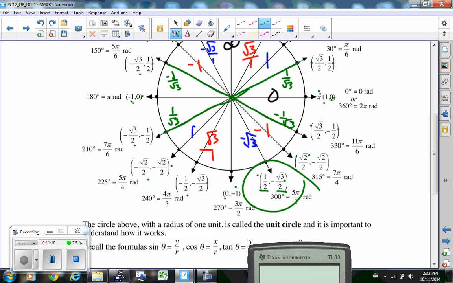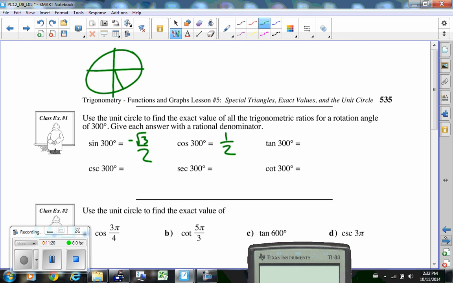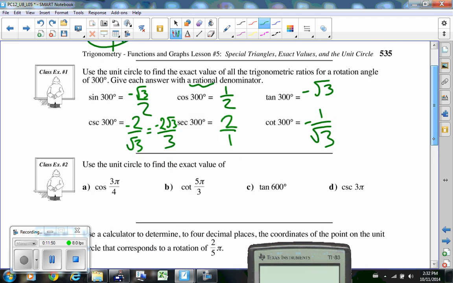Cos, sine, and tan. So there's my sine, there's my cos, my tan is -√3, which means my cosecant is -2 over √3, or since they want rationalized, I do all my rationalizing, so -2√3 over 3. Not that that's any better, per se. +2 over 1, -1 over √3, just doing all of my reciprocals.